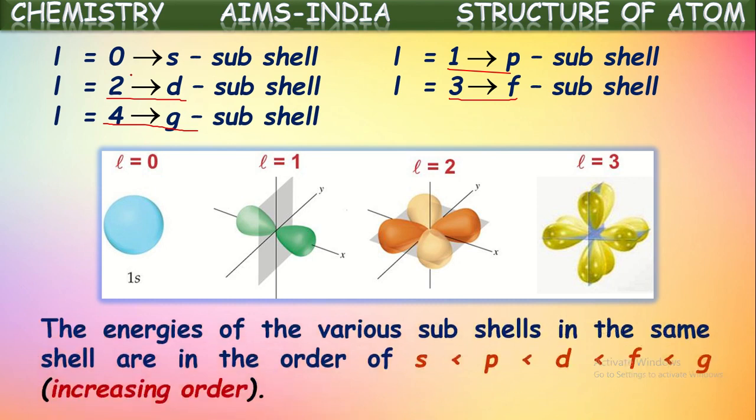The energies of the various subshells in the same shell are in the order of here. S subshell has lowest value, and then P, D, F, G and so on. Increasing order it is shown here. So even though these subshells are present in the same shell or same orbit, there will be slight changes in their energies. S subshell is having lower energy among all the subshells in an orbit, and then P, and then D, and then F. In this way, energies of the subshells are in the increasing order, even though they are present in the same shell.